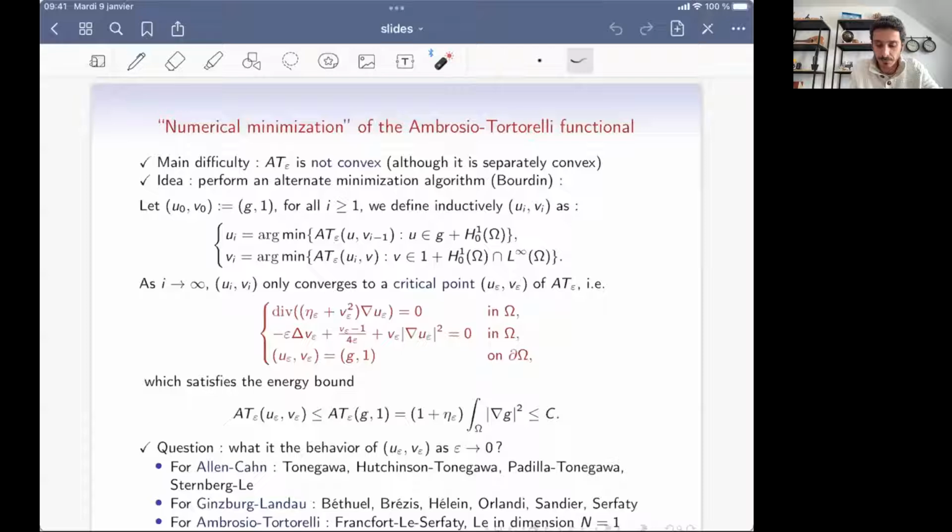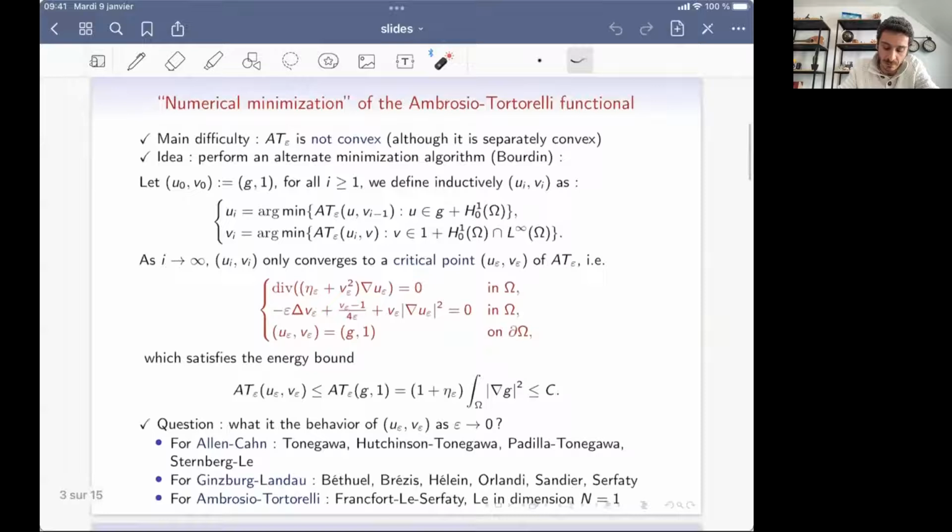So in general, an algorithm will converge to a critical point. And as I said before, since the Ambrosio-Tortorelli functional is not convex, a critical point might not be a global minimizer. So it justifies why it would be interesting to understand the asymptotic behavior of critical points.